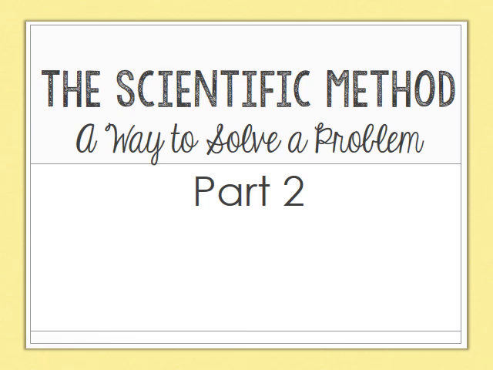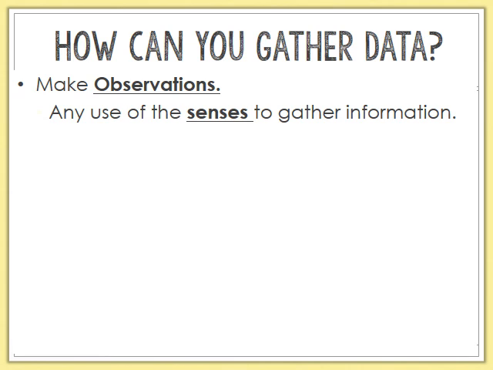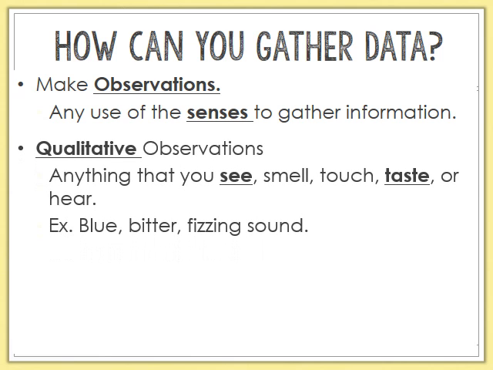Okay, so now that we know how to go through the steps of the scientific method, now we're going to talk about what you do once you've done your experiment. What you have to do first is make observations. You gather your data as you go through your experiment. You make observations using your senses, and we do this two ways. One is qualitative. So that is see, smell, touch, taste, hear. You can tell me that something is blue, something is bitter, it's fizzing, it's hot, it's cold. Those are all qualitative observations.